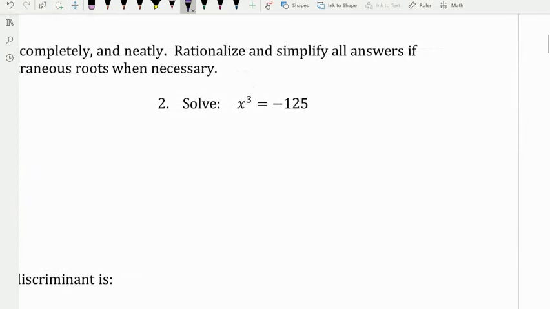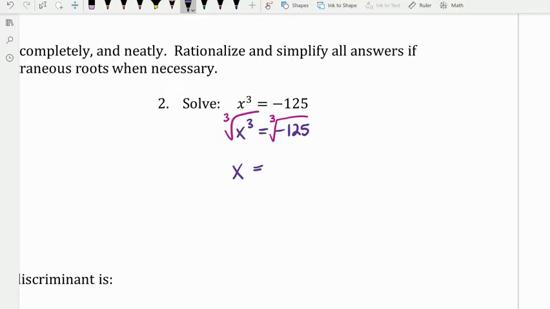All right, number 2. This one, we're solving for x again. This time it's x cubed, so pay attention to your exponent. The x cubed is already by itself, so I don't have to do anything to get the x term by itself. I can just go ahead and take the cube root of both sides to get rid of the cubed. The cube root of x cubed is just x. And then if I want the cube root of negative 125, because it's a cube root, I don't have to worry about plus or minus.